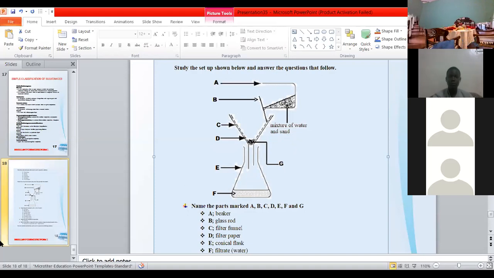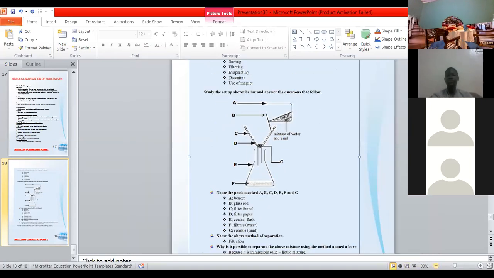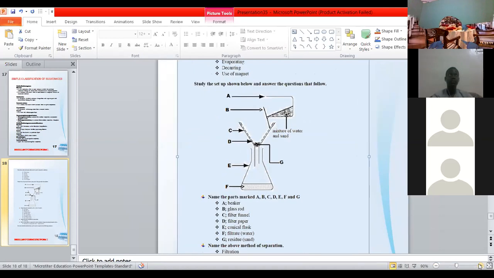Now the question below that: which method of separation is this? Filtration. The filtration. Very good. Very, very good. Then another question. Why is it possible to separate the above mixture using the method that you have named? Why do you think it is possible to separate the above mixture using the above method? The method is filtration.